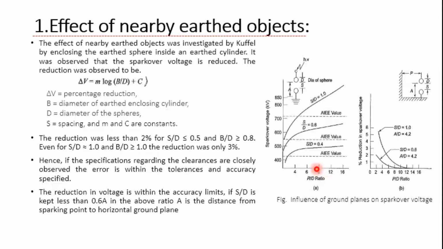So these are the influences of the ground planes on the spark-over voltage. You can see that by varying the S by D ratio, these influences go on increasing. Whenever these ratios increase, the breakdown strength mainly depends upon the ratio, and these are the S by D and A by D ratios for 1 and 4.2. So the conclusion we can make is that if a ground object is present, it influences the breakdown strength, reducing it by some percentage. If it is within the tolerance, we will neglect it; otherwise we have to take it into consideration.